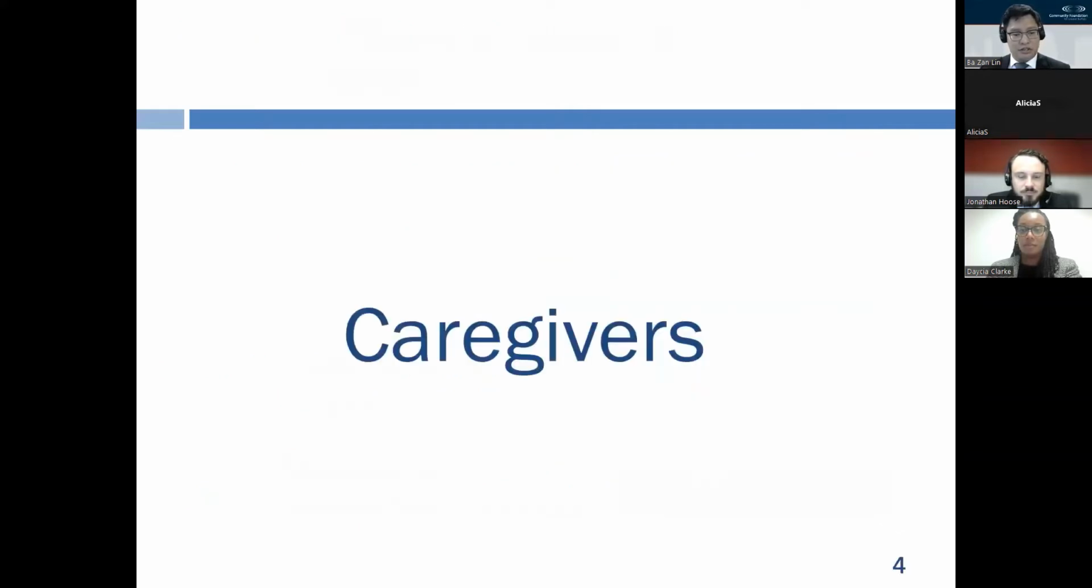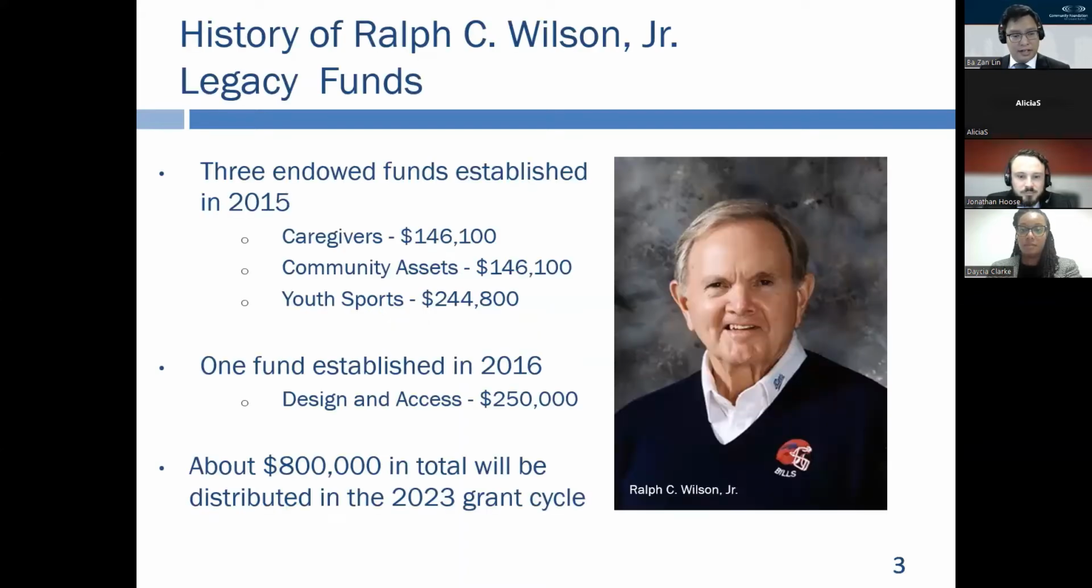2016 was the first year of distribution from these funds. This year, about $800,000 will be distributed in total from the 4 different funds, and we will distribute about $150,000 for caregivers, $150,000 for community assets, $250,000 for design and access, and another $250,000 for youth sports. Please note these are average amounts, and they may vary in real time.